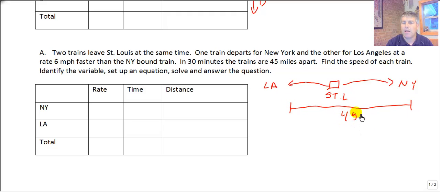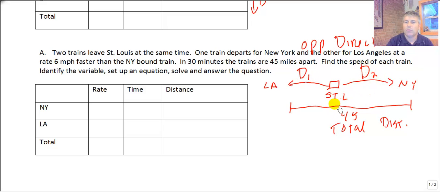Well, the 45 miles, that's our total distance. That's how far apart they are. Okay? And we need to see this as an opposite direction problem. So we know if it's an opposite direction problem, the distance 1 and the distance 2 will equal our total distance. So distance 1 plus distance 2 equals the total distance. So we're well on our way to coming up with our equation here. We're not trying to answer the question, we're trying to come up with an equation. Then we'll use our equation and use our algebra to answer the question.